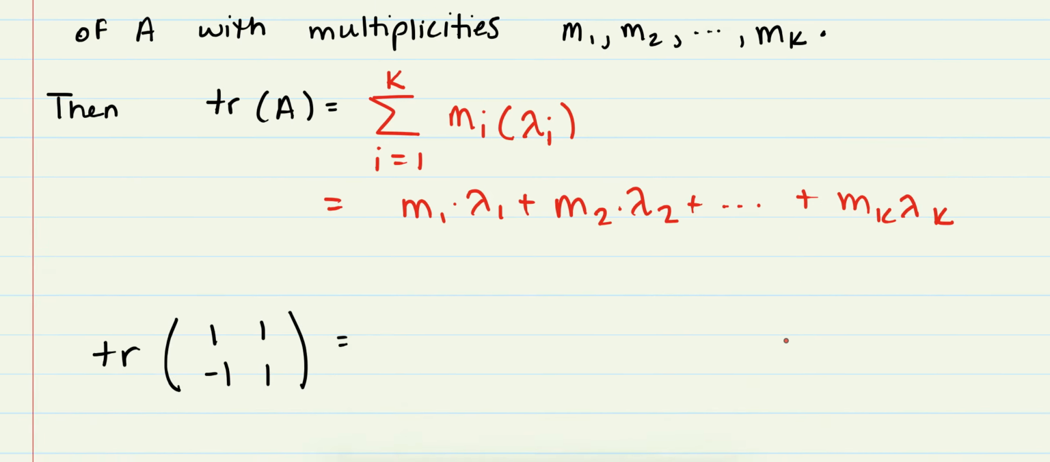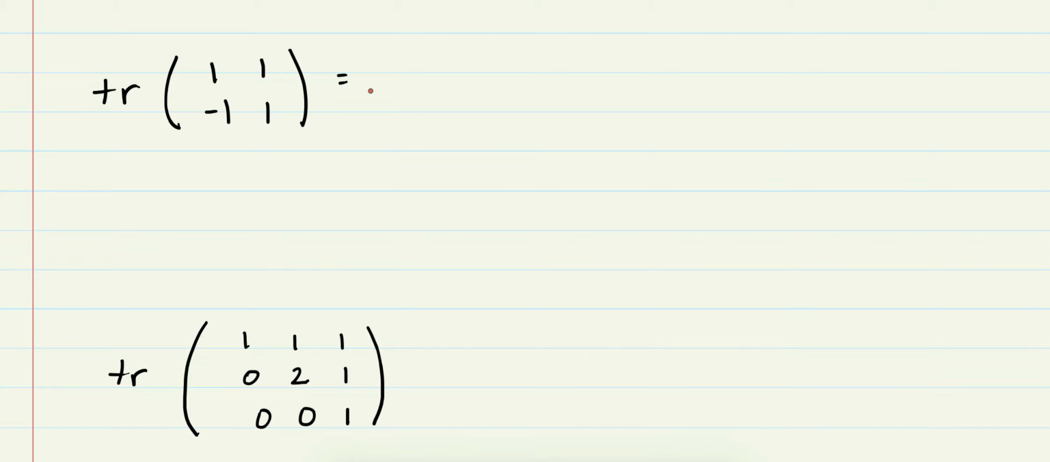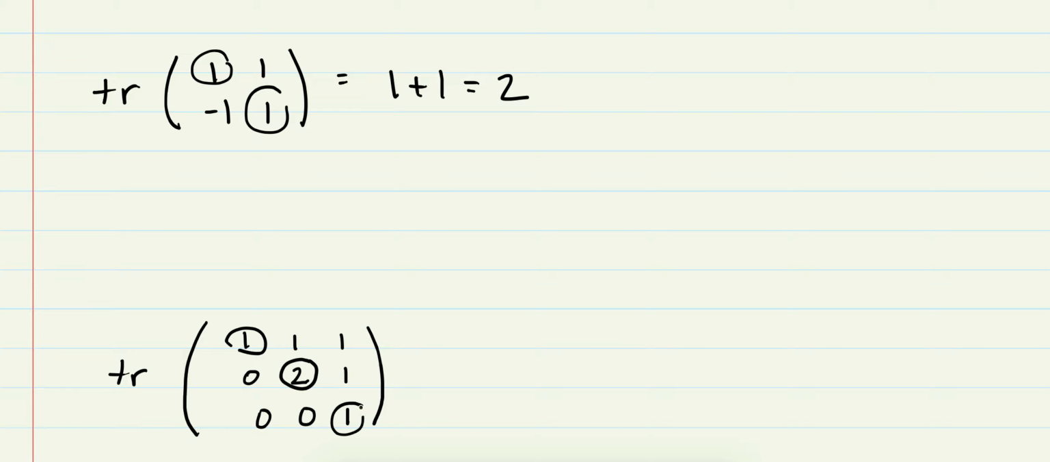Let's see if that's true with a couple of examples. We're going to look at the same examples we did a minute ago. So the trace of this matrix, all we do is add these two together and we get 1 plus 1 is 2. And let's find the trace of this matrix. The trace of this matrix is 1 plus 2 plus 1, which is 4. Okay?